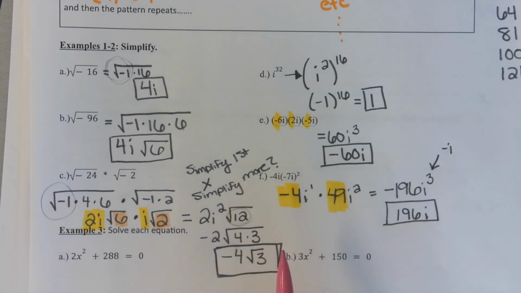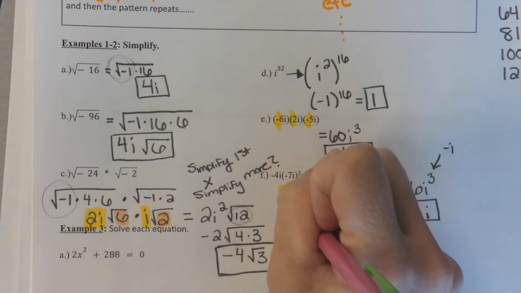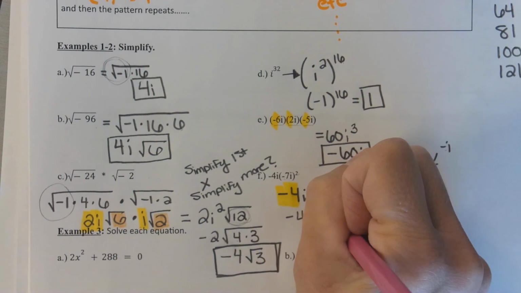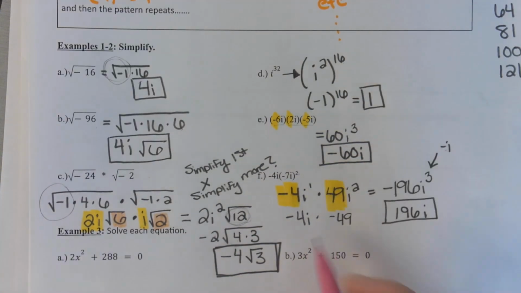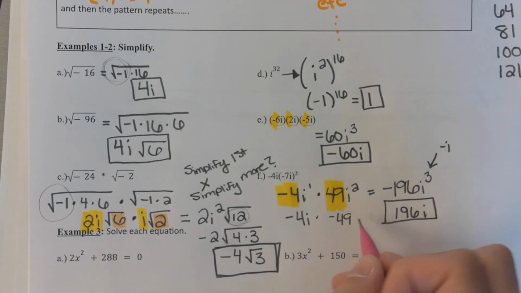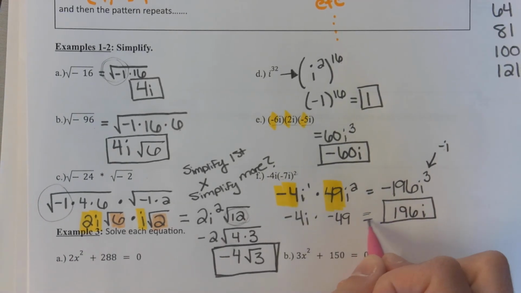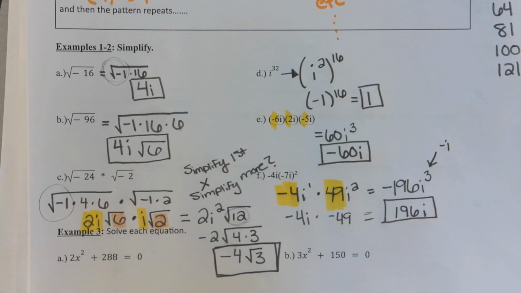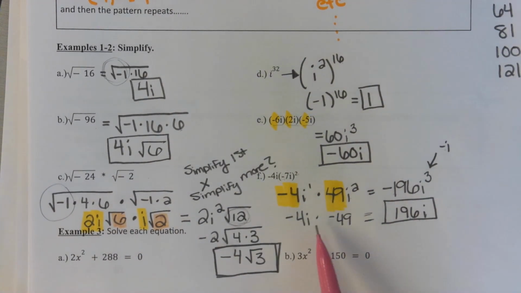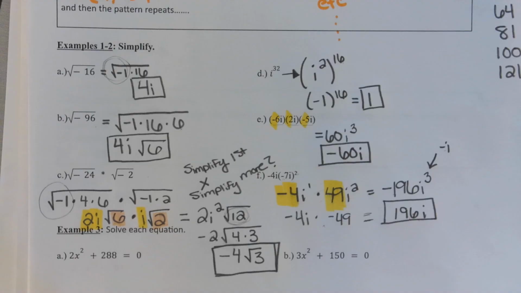Another way you could have thought of this, if that was a bit much to process, is to leave this as 4i, and this would have been negative 49, because the i squared is negative 1. So this would be negative 49, and then when you multiply, it would give you the same answer. You can think about going from here to here, or from here to here. Either way, you get to the same spot.